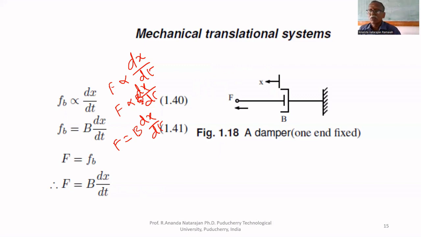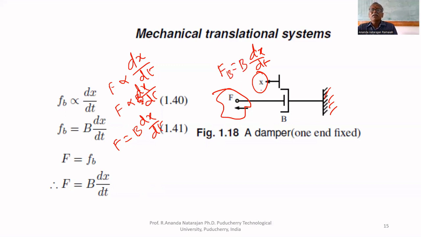If one end is fixed and you are applying a force at the other end, the force applied is F, the displacement is x, and the velocity of displacement is dx by dt. In that case, the reaction force FB equals B dx by dt, where B is the dashpot constant. So the mathematical model is F equal to B dx by dt.